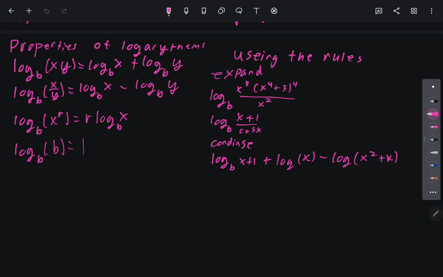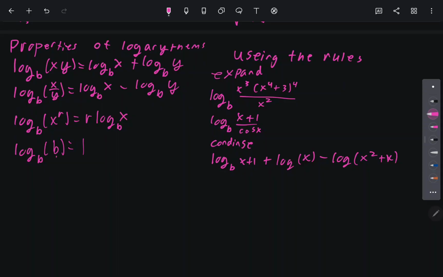Where b is really any number, except b cannot be equal to 1. Well, inside here it can be equal to 1, but inside here it can't.